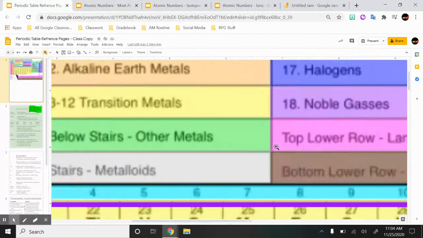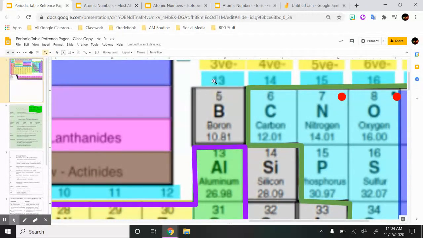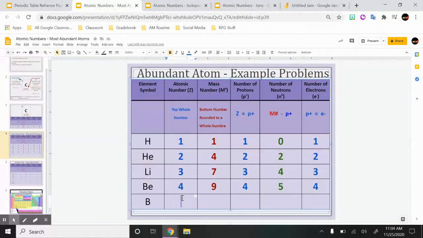Okay, last one. Boron. Boron has an atomic number of 5 and a mass of 10.81. So its atomic number is 5, so its protons will be 5. And in a neutral atom, the positives and negatives need to cancel out, so our electrons need to be 5. So there's 5 negatives and 5 positives, and they cancel out to 0, neutral. Our mass was 10.81. So this is 0.5 or higher, so we're going to round that up to 11. Mass minus protons equals 6 neutrons.